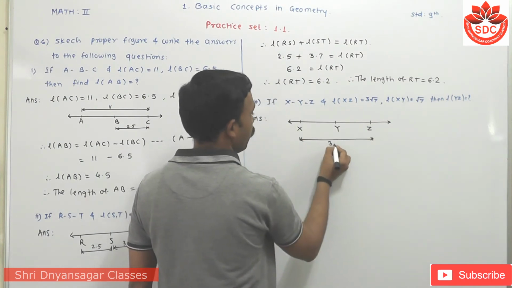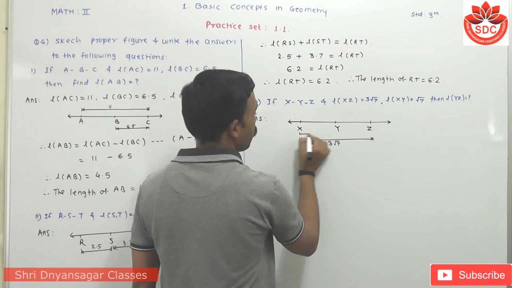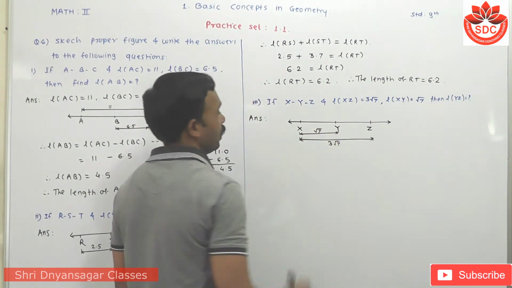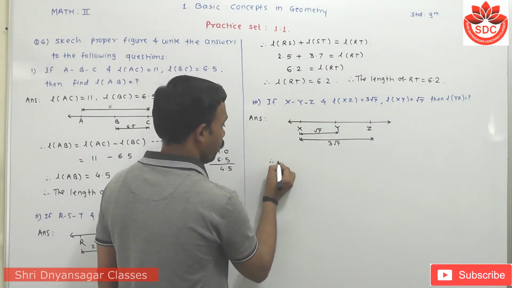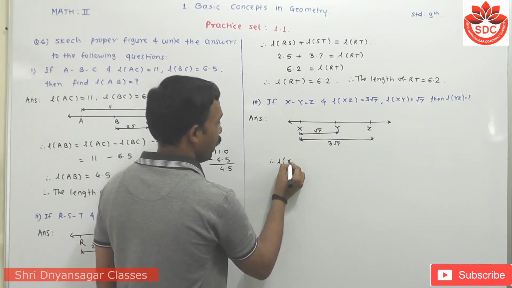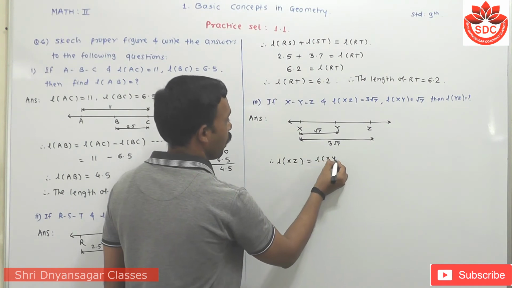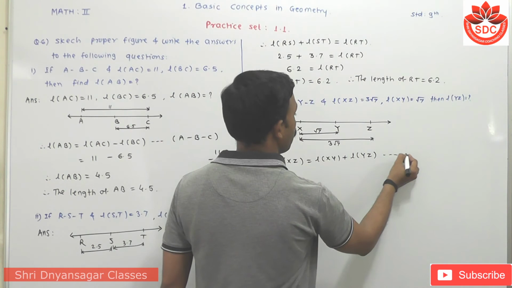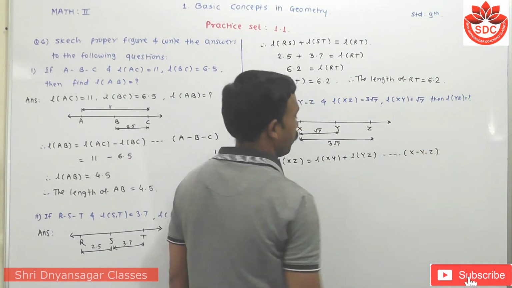This is 3 root 7. And the distance of XY is also given, root of 7. So by using the in-betweenness property, the length of XZ is equal to the length of XY plus the length of YZ, because here is X-Y-Z.